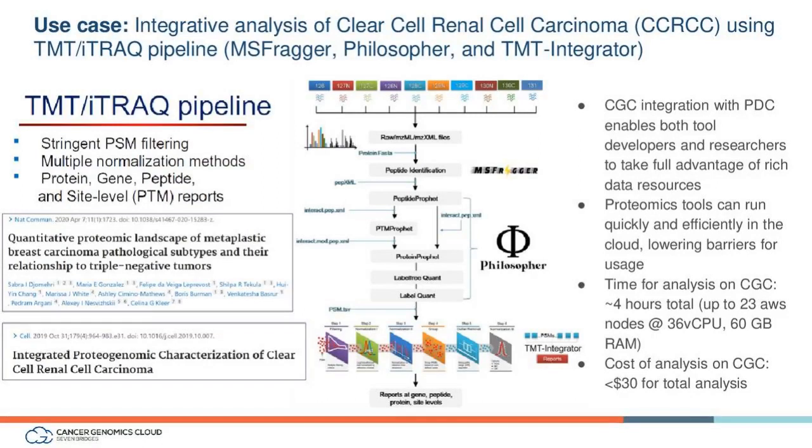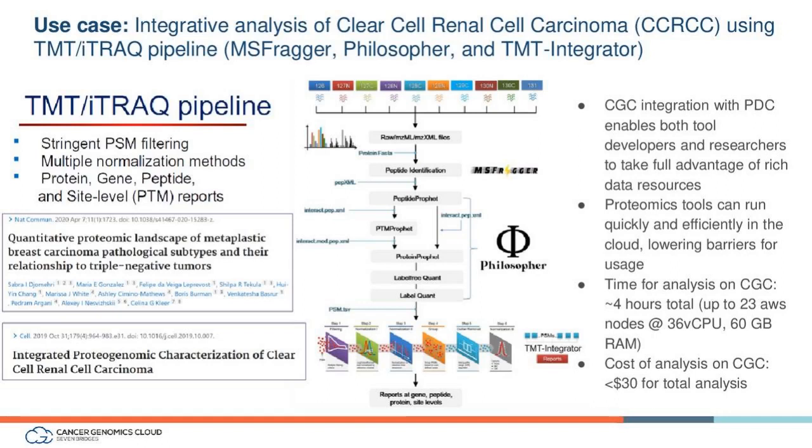Proteomics tools can run very quickly and efficiently in the cloud. So this lowers barriers for usage. You can try bringing your own tools, stitch a pipeline, and then take advantage of the full breadth of cloud resources that are available. So the time for analysis was just 4 hours, on 23 different AWS nodes. And the cost was just less than $30 for the total analysis.